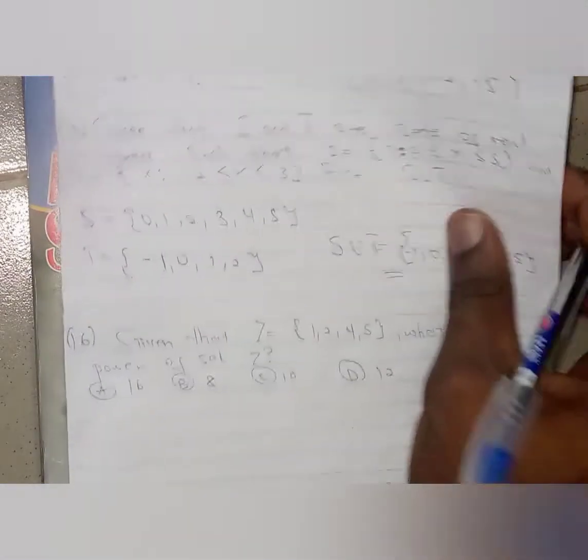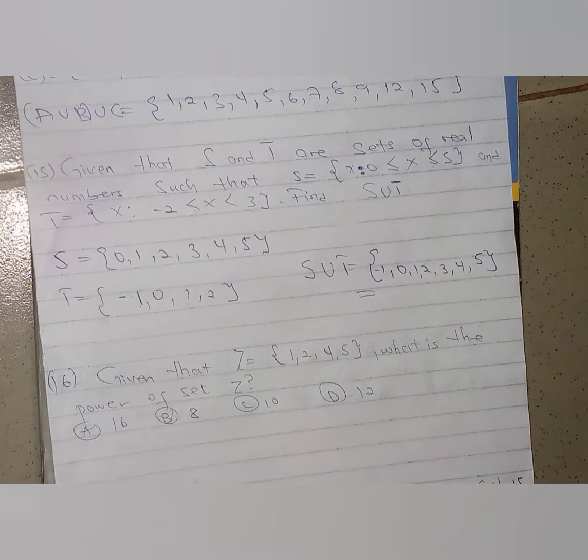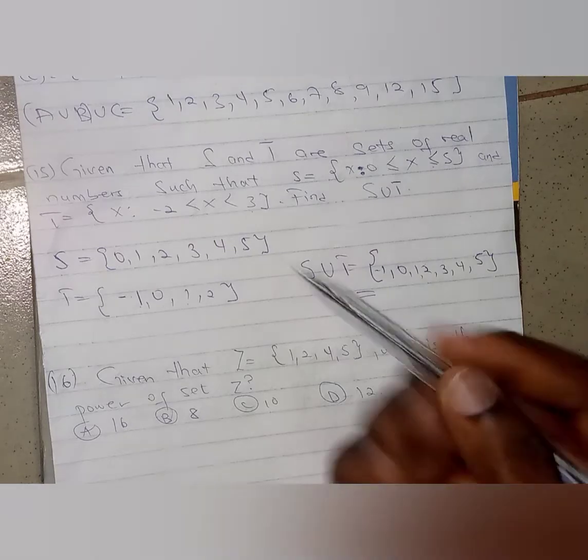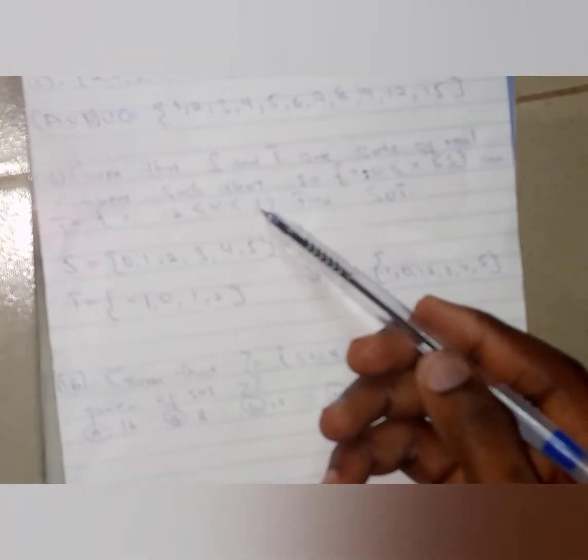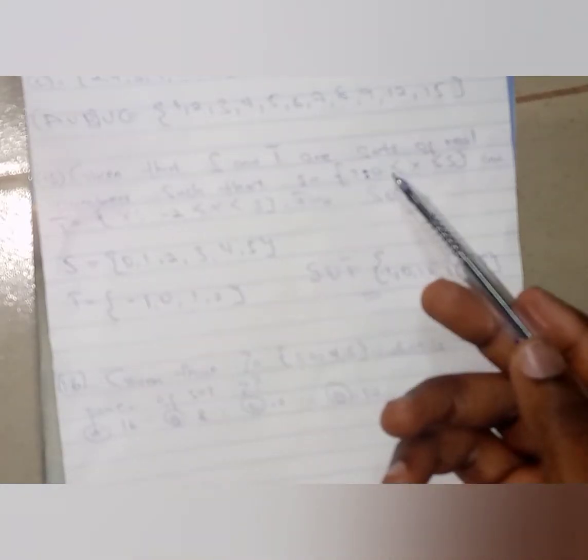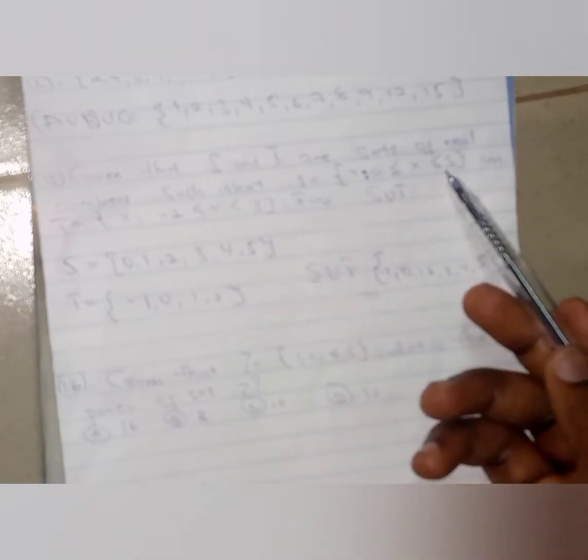Now let's move to question number 15. Given that S and T are sets of real numbers such that set S ranges from 0 to 5 and set T ranges from -2 to 2. So this means that x is greater than negative 2 and x is less than 3. So set S is from 0 to 5. 0 is inclusive because of the less than or equal to sign. So 0, 1, 2, 3, 4, 5.